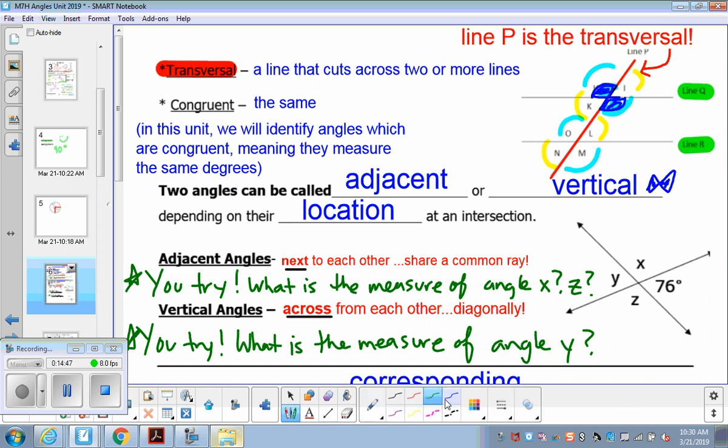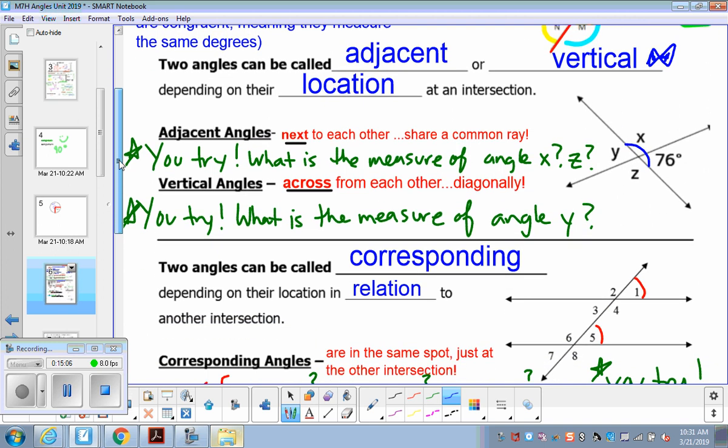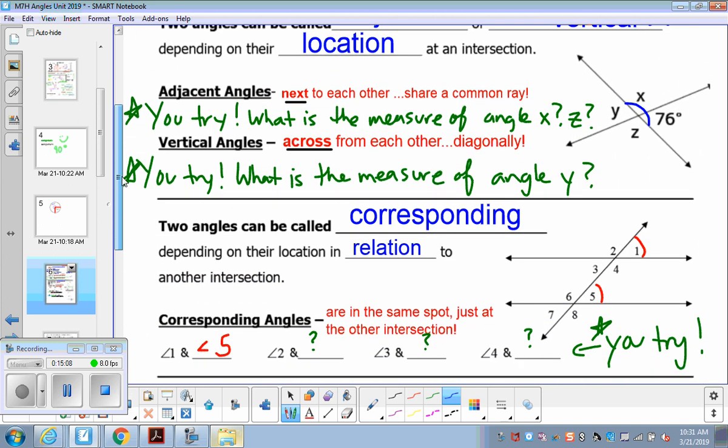Vertical angles are congruent. And friendly reminder that the X and the 76 here, since they're adjacent, they're going to add up to 180. So now you can tell me the measure of angle X. Once you know the measure of angle X, you can tell me Y and you can tell me Z. So I'm going to give you a chance to try. And again, just keep moving on in the video. We're going to go over all the green you try questions after the video is done.